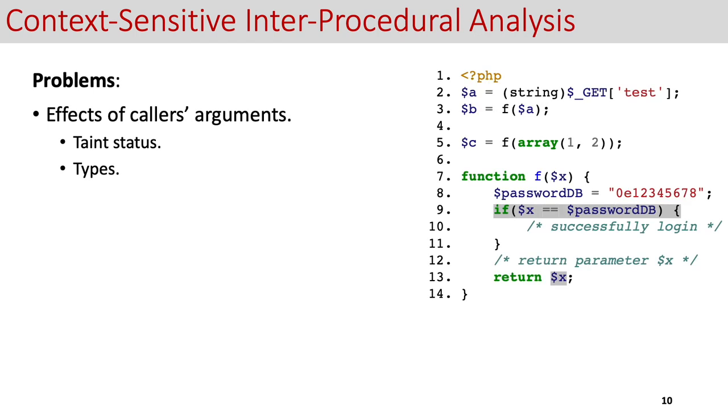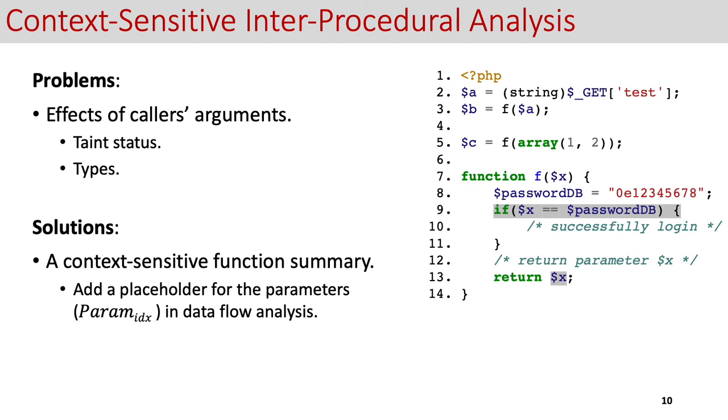We perform an interprocedural analysis. The problem in the interprocedural analysis is that the status of the callers, like the taint status or the type information, can impact the detection in the callee. For example, the code in line 3 causes a loose comparison bug while line 5 does not. Since our taint analysis and type inference are all based on the propagation over the data flow, we add a placeholder as the parameter status during the analysis to solve the problem. So we record the status of the sink operands and construct them into the function summaries.